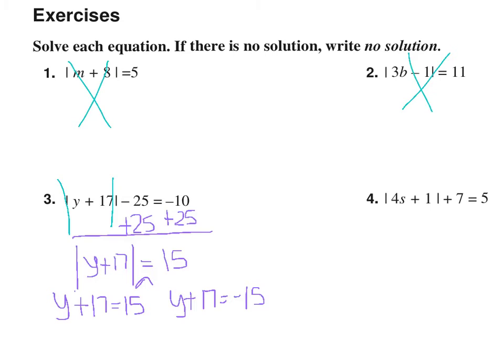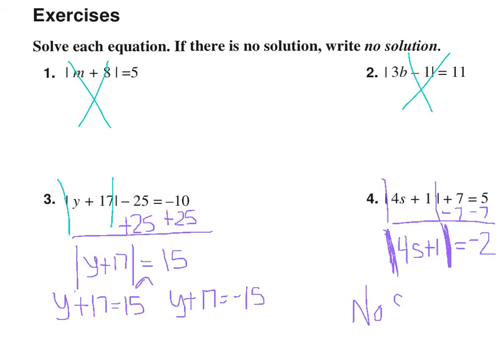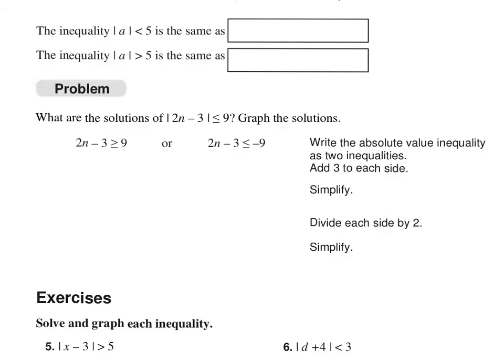On the last one, it's very similar. So I look here, I have these absolute value bars, and look, oh, they're adding on a 7. So I have to isolate the absolute value bars first. So I'm going to subtract 7. So I have the absolute value of 4s plus 1 is equal to negative 2. Can I have an absolute value only equal to a negative number? No. So this one is your one and only no solution. You can't have absolute value bars equal to a negative number. So there's your no solution.